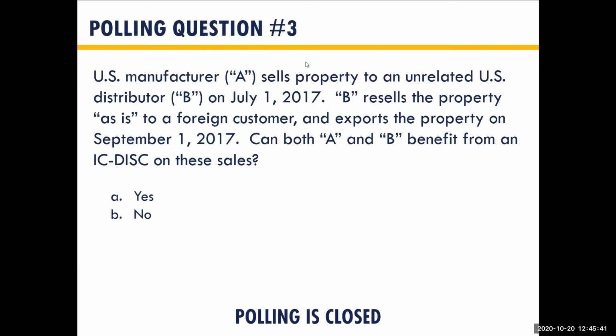All right, we're going to close this poll here. And here are the results. All right, so we got 72% that say yes, and that is the correct answer. So both A and B can benefit from the ICDIS on these sales. The key is that the property was sold as is, so that means it wasn't used or further manufactured in the US. And 2, the second sale occurred within 1 year of the first sale. So that means A can qualify on B's sale.